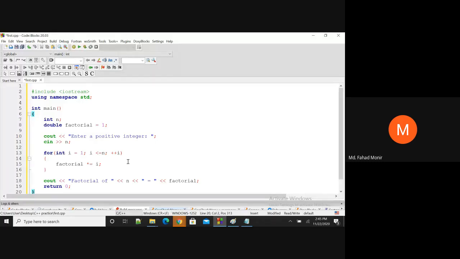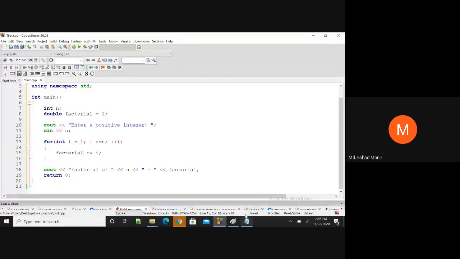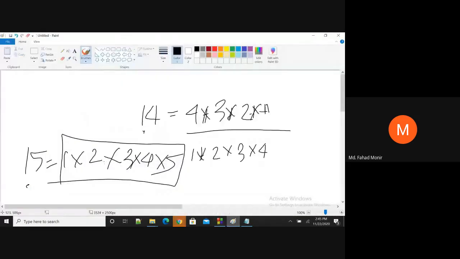So here you see what we have. For the factorial, what are we taking? We have one integer value, integer n, then we are taking the double factorial equal to 1, a variable, right? Then "Enter a positive integer", we are taking the integer number. Now if someone tells us to get the factorial of 5, we have to start from 1 into 2 into 3 into 4 into 5, right? If someone gives me the factorial of n, what we have to do is run a for loop, right?